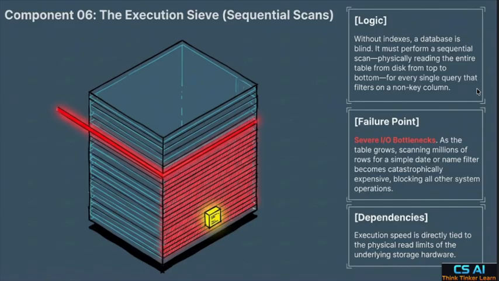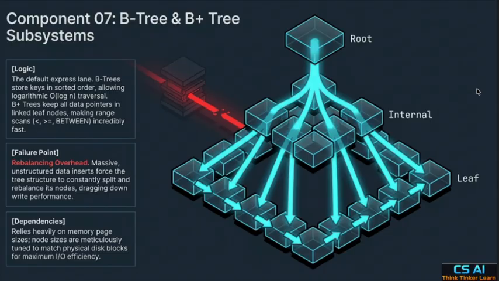We need a way to skip the line. The B tree and the B plus tree are the default express lane for relational databases. B trees store keys in sorted order, allowing for logarithmic O(log n) traversal. B plus trees take it a step further by keeping data pointers in linked leaf nodes, making range scans like using BETWEEN or greater than incredibly fast.